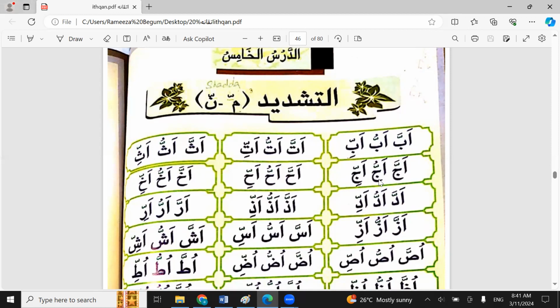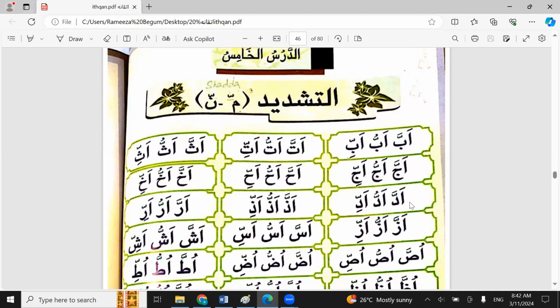Assa. Assu. Assi. Ajja. Ajju. Ajji. Aha. Ahu. Ahi. Akha. Akhu. Akhi.